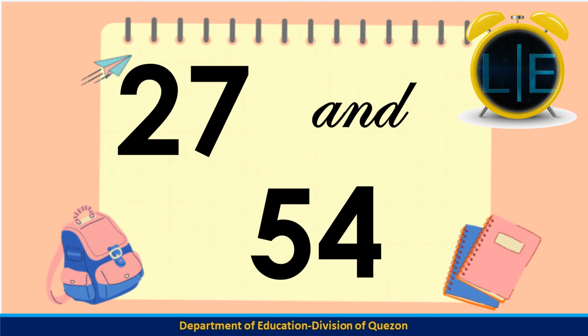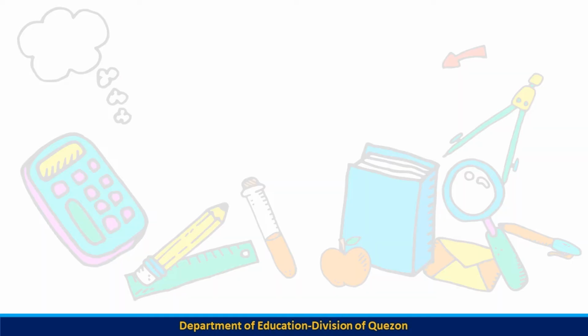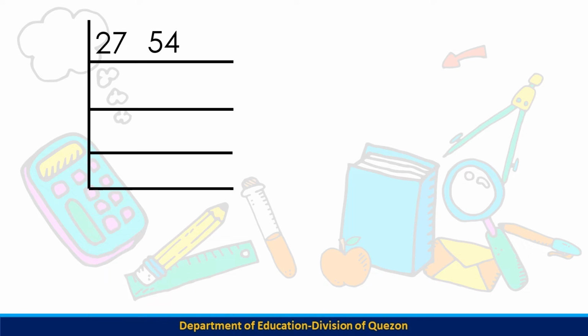Time's up. Let us answer. Let us have first the GCF in continuous division method. We have 27 and 54. The divisor of 27 and 54 is 3. 27 divided by 3 is 9 and 54 divided by 3 is 18. So what should be the divisor of 9 and 18? We have 3. 9 divided by 3 is 3 and 18 divided by 3 is 6.